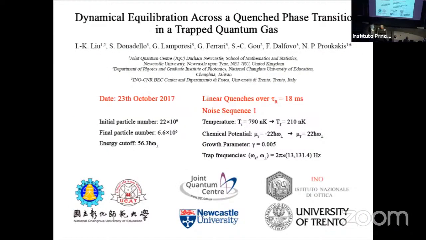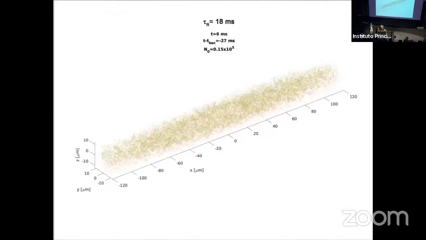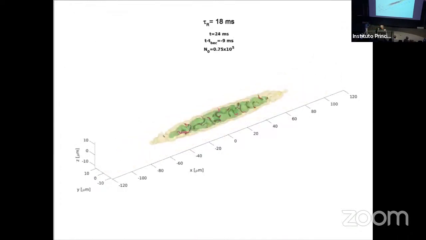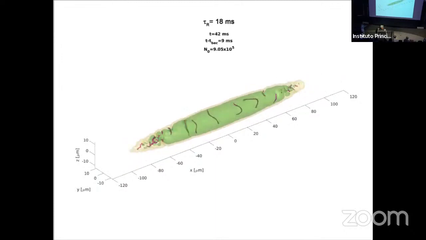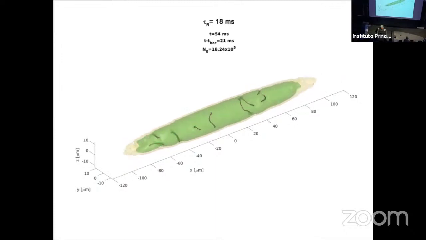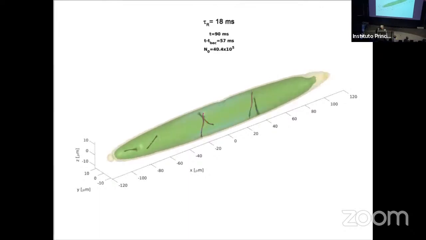Okay, so let me show you a movie now of what happens, and then I'll explain what is shown. Okay, so what you see here is a thermal cloud, an incoherent thing being cooled through the phase transition. And what you saw is this noisy initial low density thing suddenly became very fragmented with these purple lines, which are the defects that are generated spontaneously. And then the density is growing overall. So you get this formation of these green regions where the density is growing, and you have some defects that are trapped into the system.